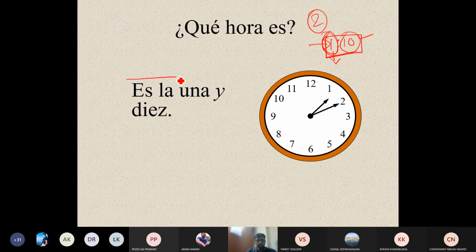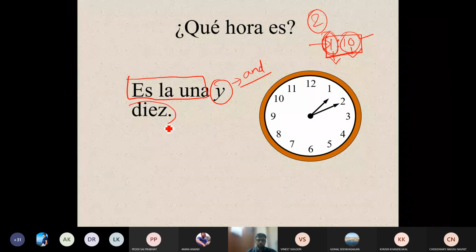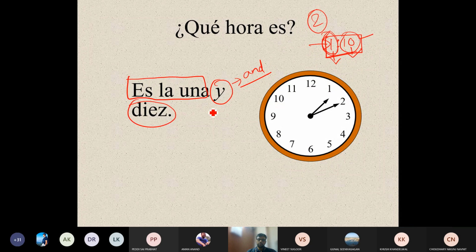So for 1 hour, for 1 o'clock, we are again using es la una. After that, the minutes are 10, so you have to use this conjunction y, which is "and". Okay. And then we mention that in es la una, if it is 1:20, you will use es la una again.